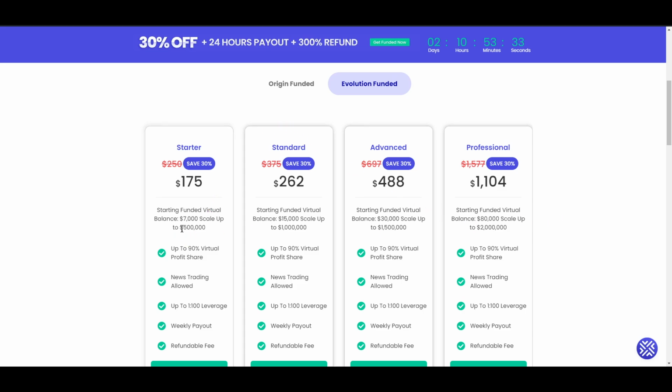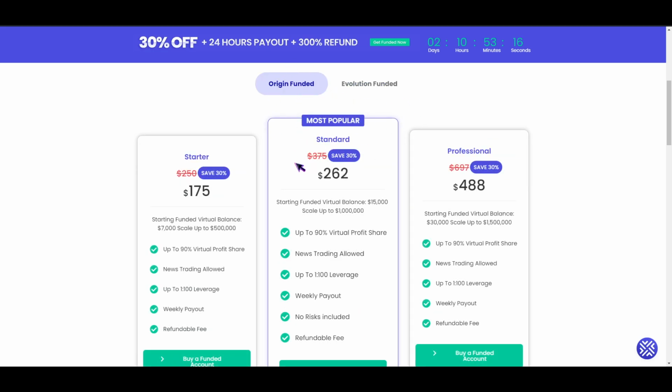As you can see here, in Evolution Funded, Starter can scale up to $500,000, then Standard can scale up to $1 million, then Advanced can scale up to $1.5 million, then Professional can scale up to $2 million US dollars. Now in Origin Funded, the scale levels are $500,000 for Starter, the maximum scaling level for Standard is $1 million, and then lastly for Professional you have $1.5 million.